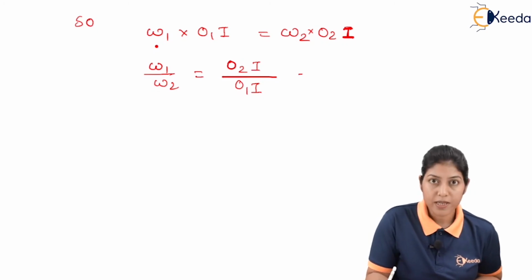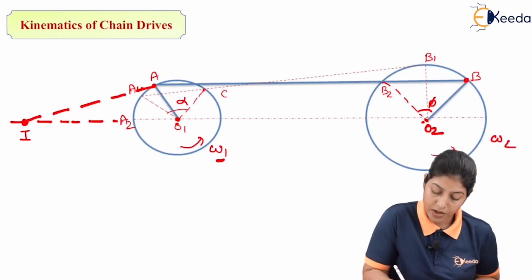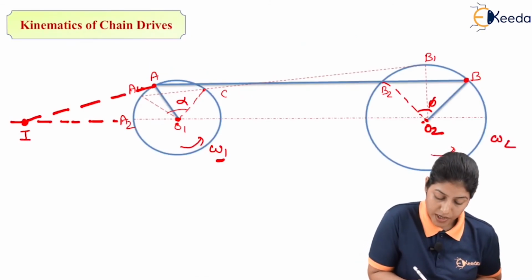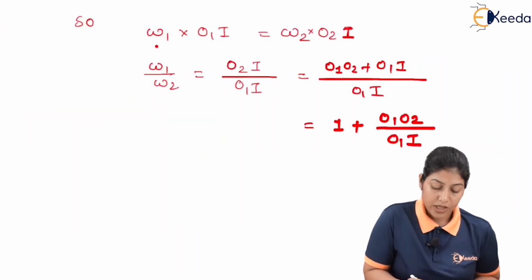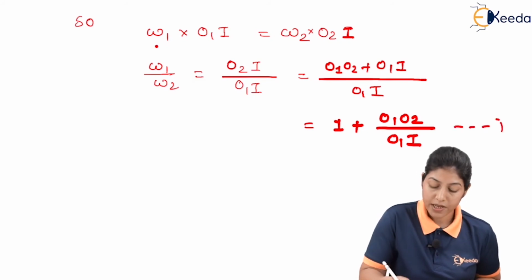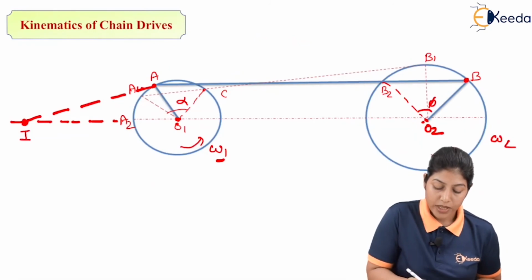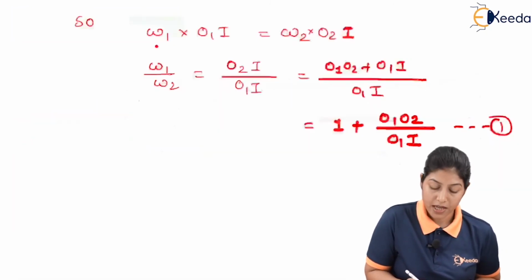So we will further simplify this term. This O2I is O2O1 plus O1I. So this is the equation we have. It will be 1 plus O1O2 divided by O1I. This is Equation 1 that we are getting with the first 4-bar chain mechanism.